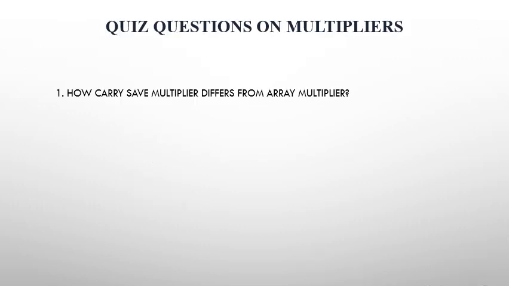After completion of this session, we have a quiz question: how does the carry save multiplier differ from the array multiplier?